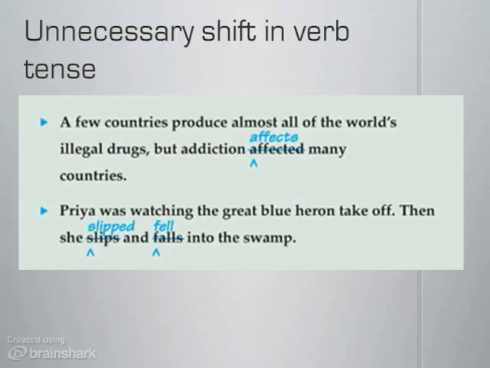Here's another example. Priya was watching the great blue heron take off. Then she slips and falls into the swamp. So you want to keep this in the past tense and make it slipped and fell into the swamp.